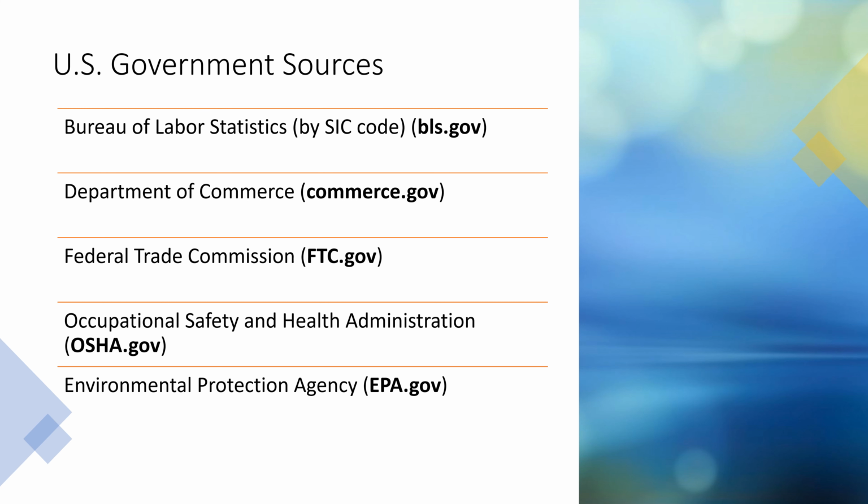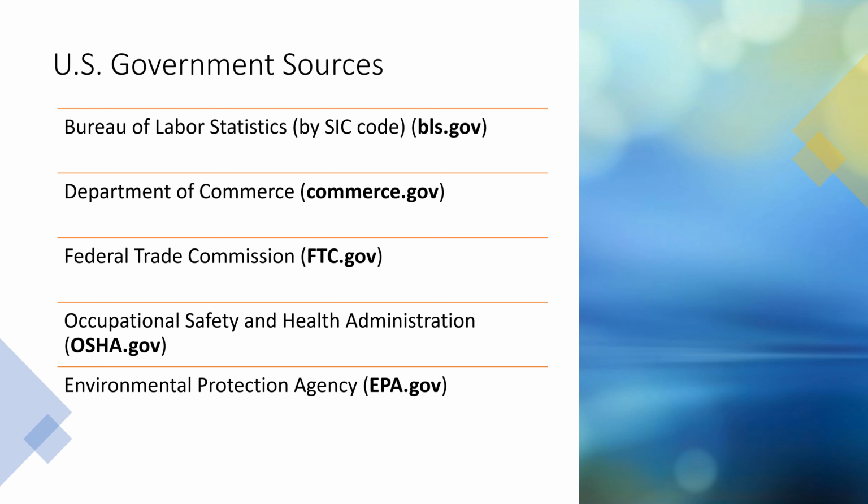In addition to the Securities and Exchange Commission, or SEC, which we discussed earlier, there are some other excellent U.S. government sources of information on businesses. One is the Bureau of Labor Statistics at bls.gov. Information there is often organized by SIC code. Another good federal source of information is the Department of Commerce at commerce.gov, as well as the Federal Trade Commission at ftc.gov.